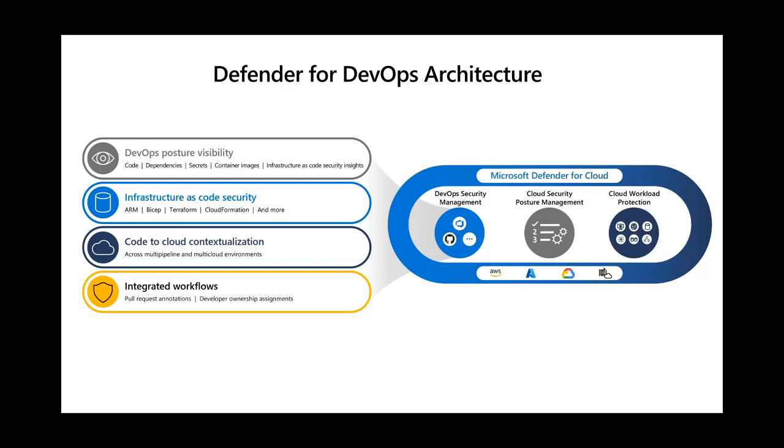And then we also have the ability for security teams to assign developer ownership to fix any sort of issues and vulnerabilities that have the highest priority due to different contexts we can rely on from the Cloud Security Graph. Really, Defender for DevOps empowers security teams to shift left and help developers resolve critical issues.